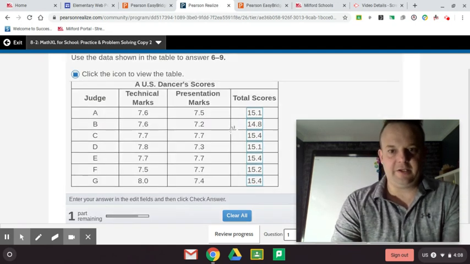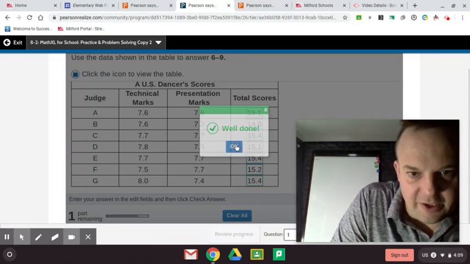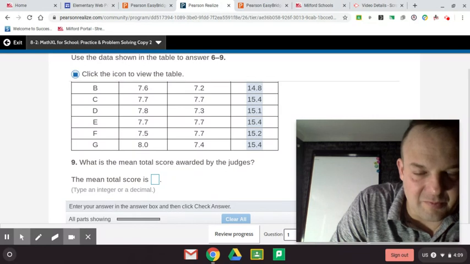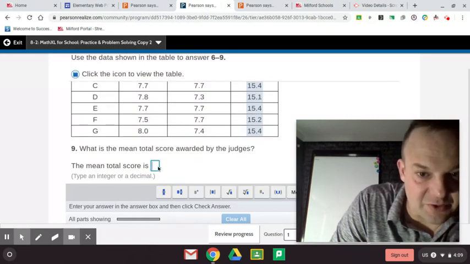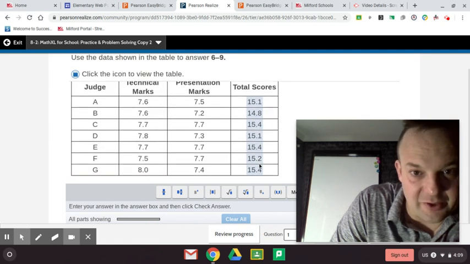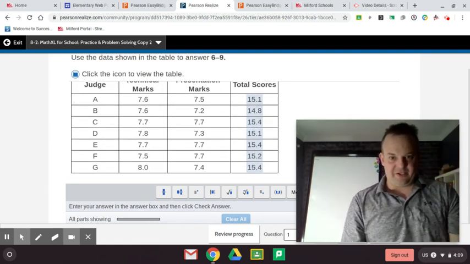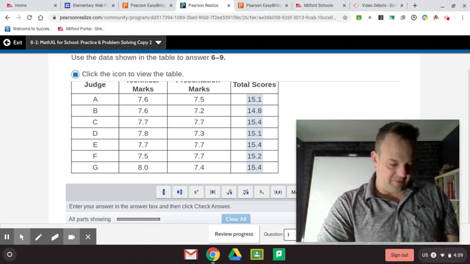All right, let's see if I got those totals. Yep, good. I mean, that question could be a pain, like if you added them up and then one of them's wrong and they don't tell you the mean of the total score. So now this is a very complex question, guys. Now we've got to add up all 7 of these total scores and find the mean. All right, here we go.